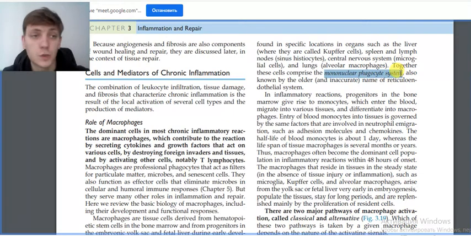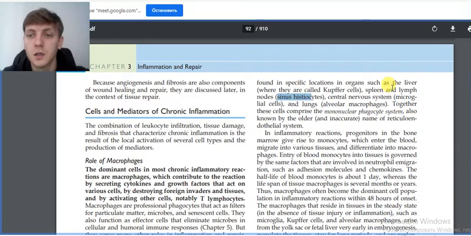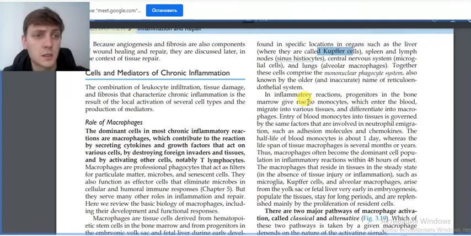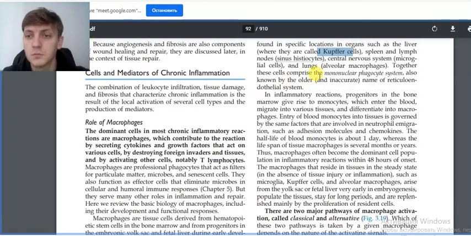Macrophages are derived from monocytes, I want to remind you of this, and we have different types of macrophages. In the lungs, they are known as alveolar macrophages. In the spleen and lymph nodes, they are known as sinus histiocytes. In the liver, they are known as Kupffer cells, which you discuss in histology, I guess. But the main idea is that these cells are numerous and act in approximately the same way.